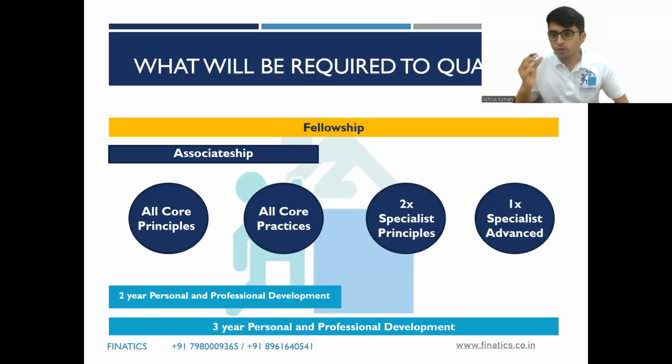Fellowship: to become a fellow actuary, you must have completed 13 papers and a total of 3 years of work experience. Let me categorically say it, it is not 2 years of work experience after clearing 10 papers.